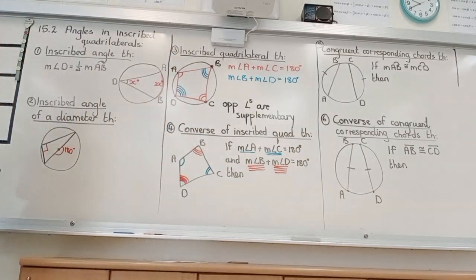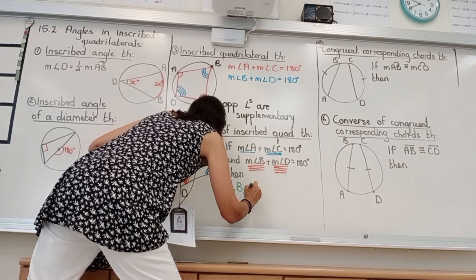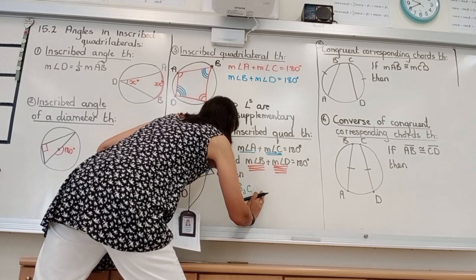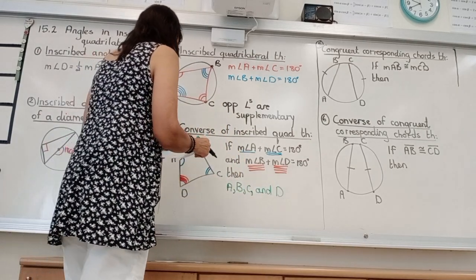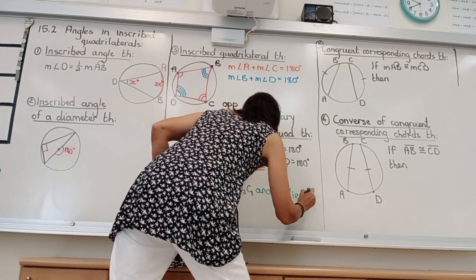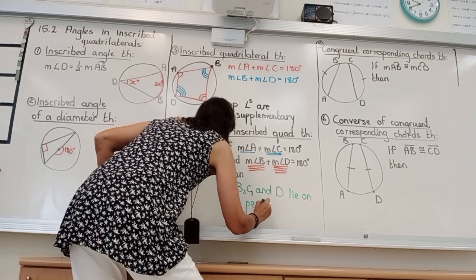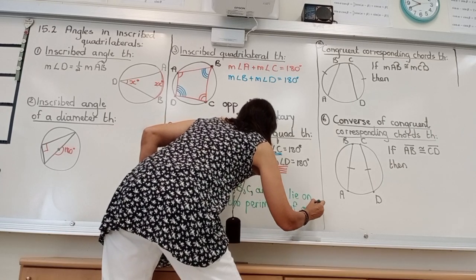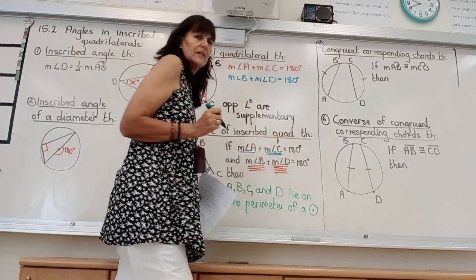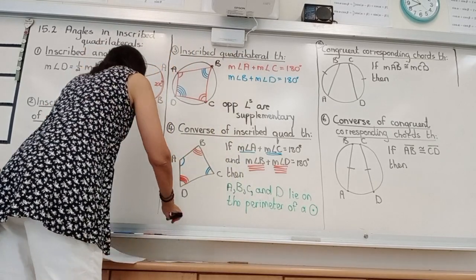Let me just quickly get the correct wording. A, B, C, and D lie on the perimeter, or we can say the circumference, of a circle. Do you know the symbol for a circle? It has a little dot in the middle. That means circle. Right, let's carry on.